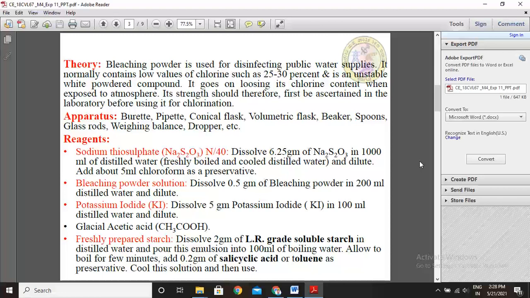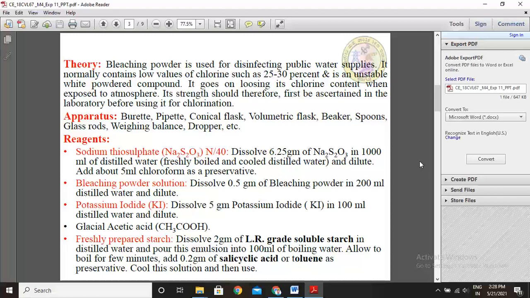Potassium iodide reagent is required. How to prepare this potassium iodide reagent? Here the procedure is given. Dissolve 5 gram potassium iodide in 100 ml double distilled water and dilute it. Now we have the potassium iodide. Next, you select glacial acetic acid. This is readily available.